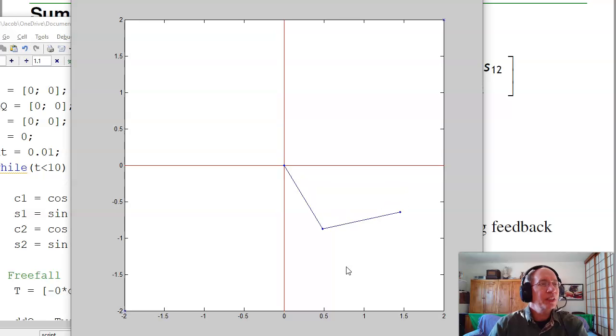How do you find the dynamics of a two-link arm so that I can simulate its behavior like this? That's kind of what this lecture is all about. Come up with those dynamics. And to do that, we'll use Lagrangians.